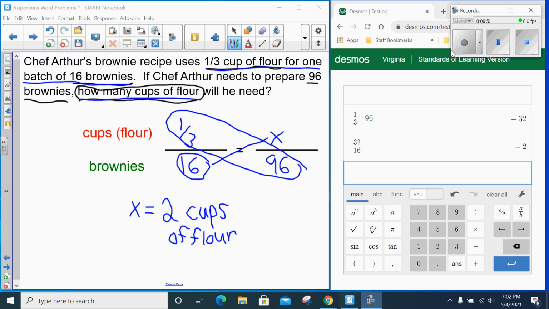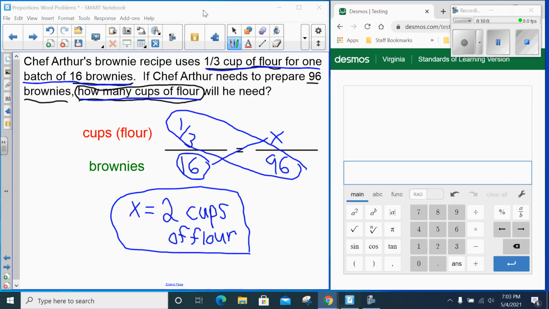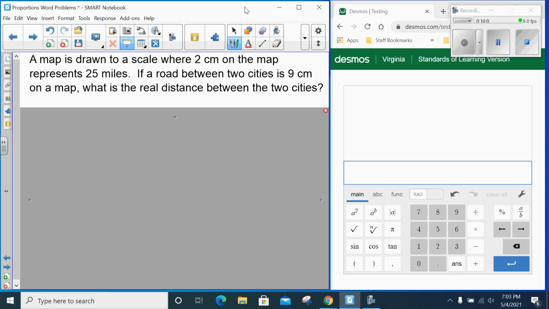We can go ahead and circle our final answer. And then we always want to remember to clear out our Desmos calculator before we move on to the next problem. Our last problem for this video, a map is drawn to scale where 2 centimeters on the map represents 25 miles. So they're telling us in the problem that 2 centimeters equals 25 miles.